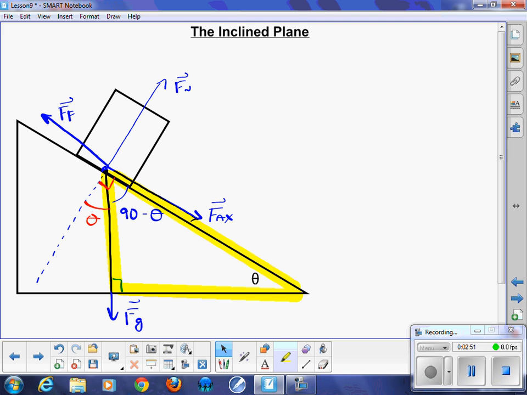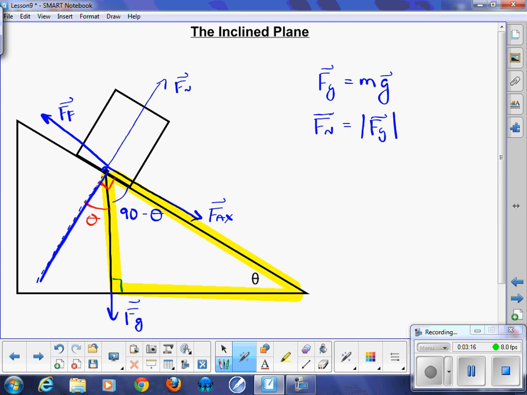So that being said, your formulas here: force due to gravity, again, is mass times g. If you want to calculate the normal force, Fn, it will equal, for us in this case, the magnitude of the force due to gravity. And we are looking for the component, get the magic pen, here we go. We're looking for this component right here. So we're going to take that vector and find the component. So that would be cos theta.